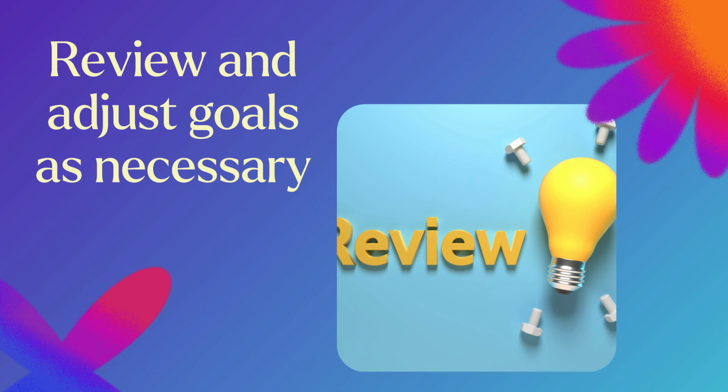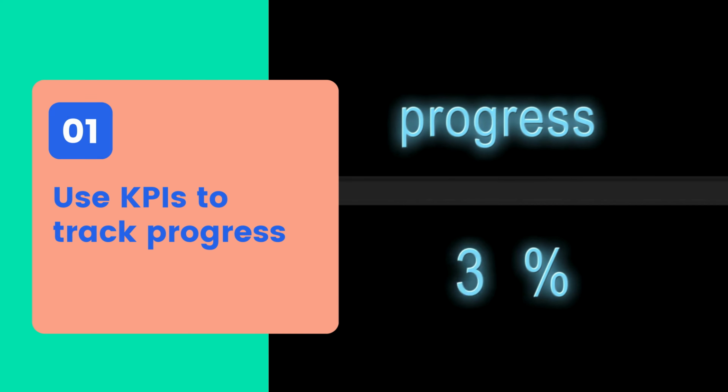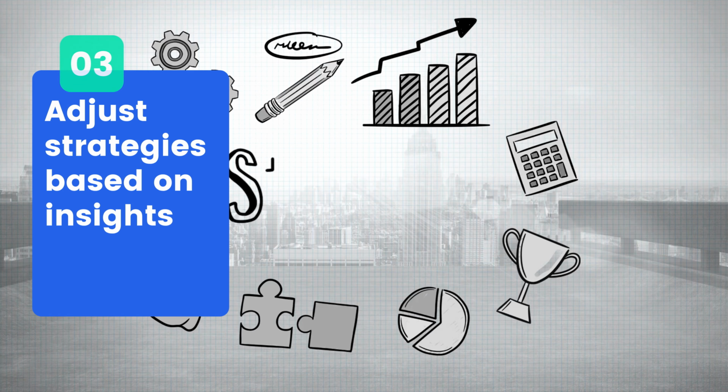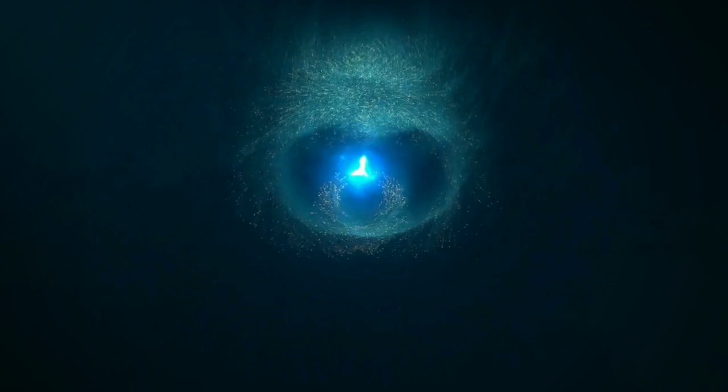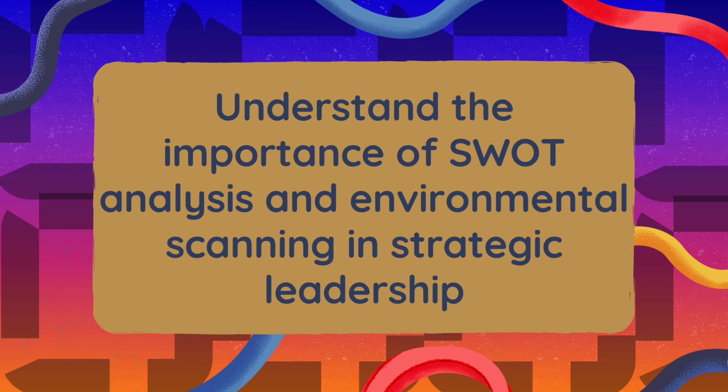Involve stakeholders in the goal-setting process. Effective goal setting involves team members in the process, communicating goals clearly and regularly, and reviewing and adjusting goals as necessary. Monitor and measure progress using KPIs, regularly review performance data, and adjust strategies based on insights.